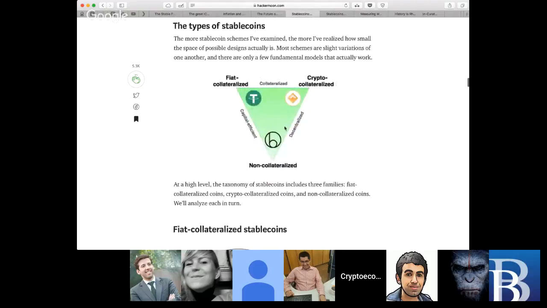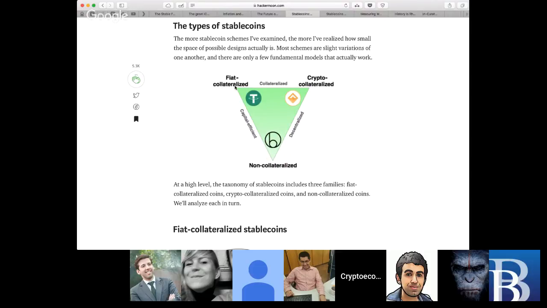Okay, so this is the summary of the three categories for stablecoins that we have at the moment, and there are more. I mean, there are more than 3 projects, but those 3 categories seem to summarize everything. The first one is a fiat collateralized stablecoin. The second one would be a crypto collateralized stablecoin, and the third one would be a non-collateralized stablecoin.